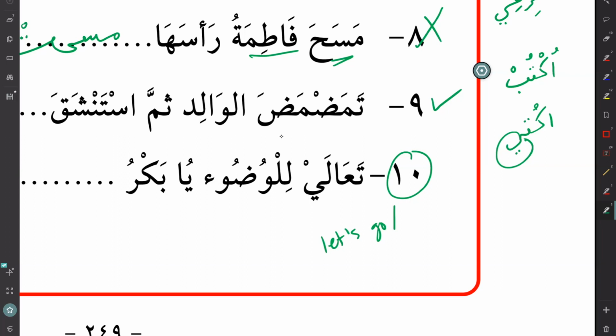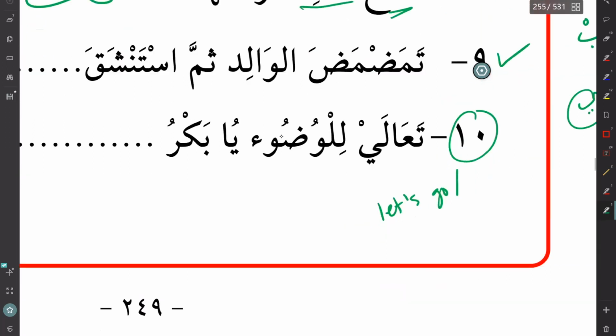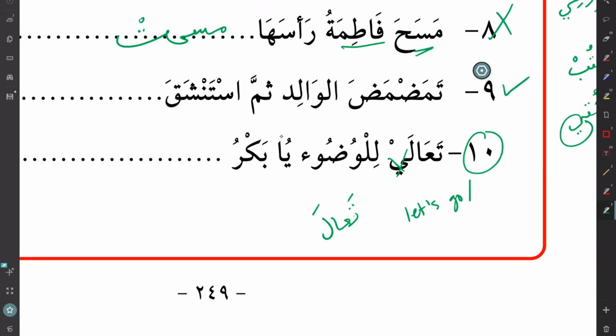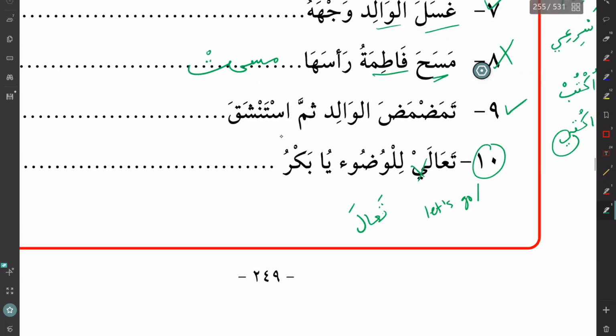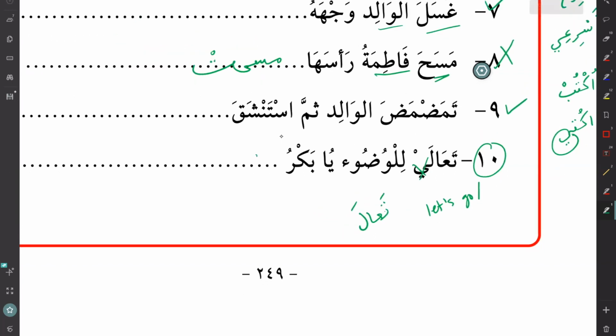Because we had this word, ta'alay, and we were using this one for Fatima. And I also mentioned that for the masculine, it would be ta'ala without the ya. Now, there are two ways you can fix it. Obviously, you can remove the ya, or you can just change the name. I think removing the ya would be better. I think that's what they want to do. Ta'ala.